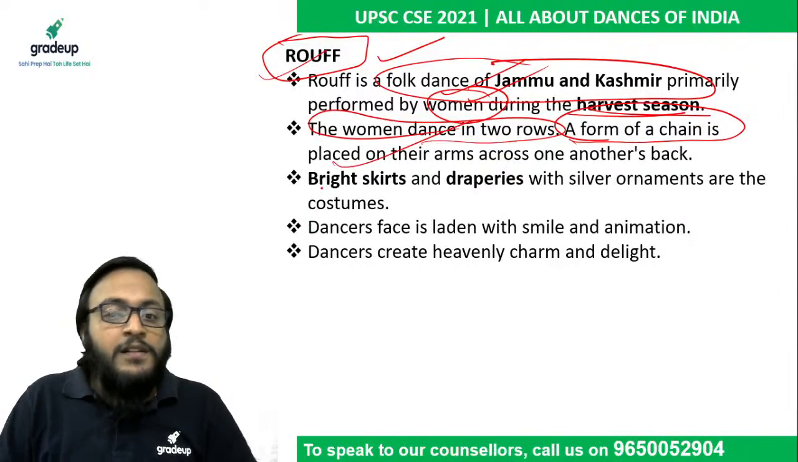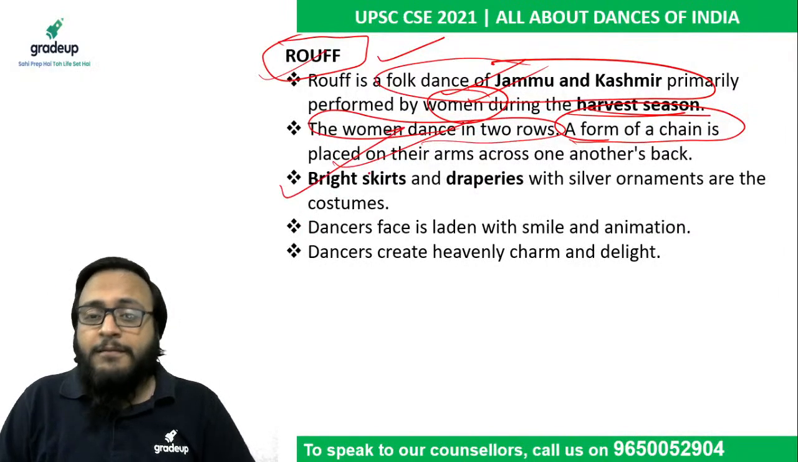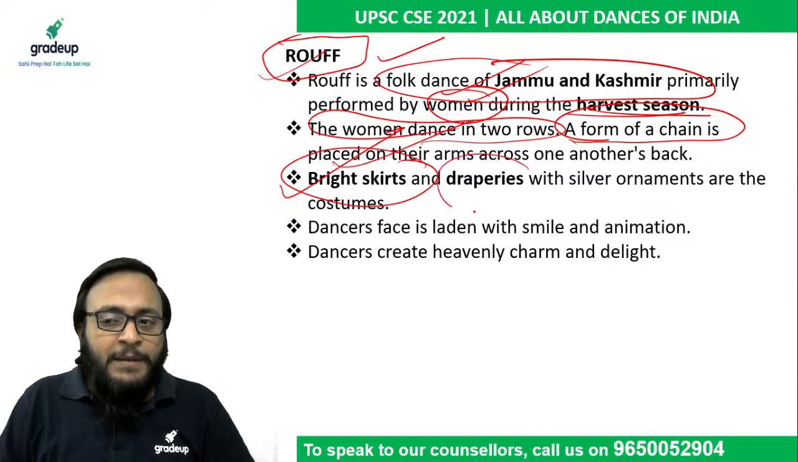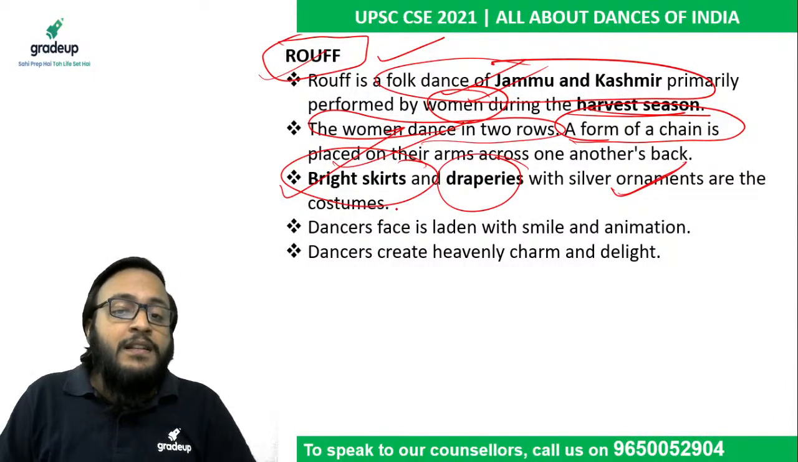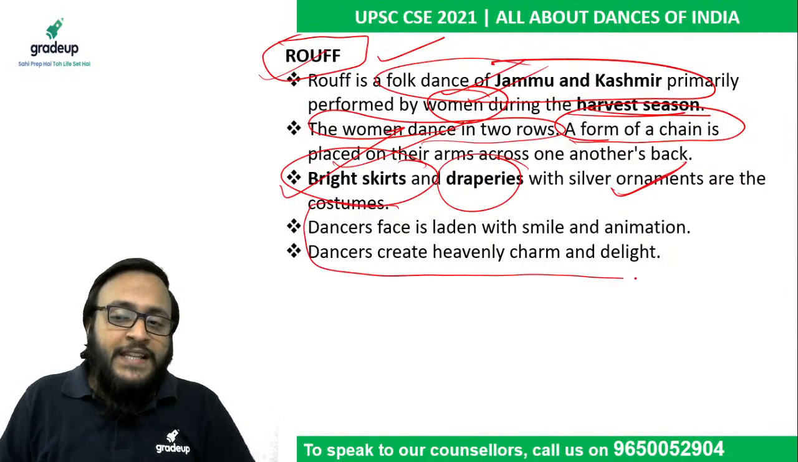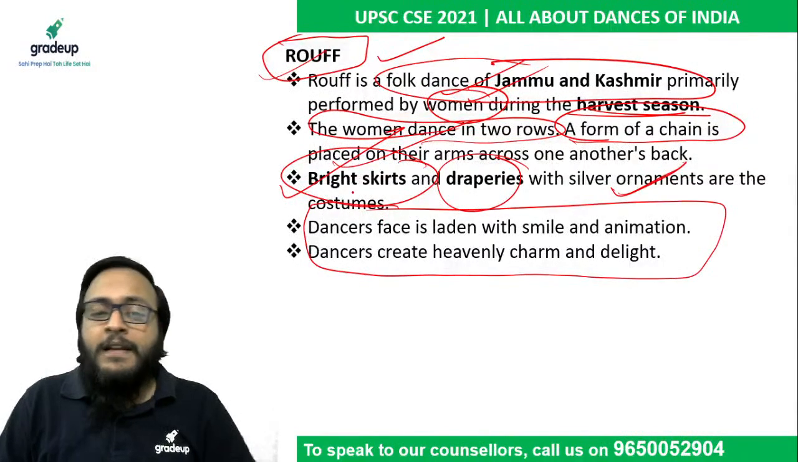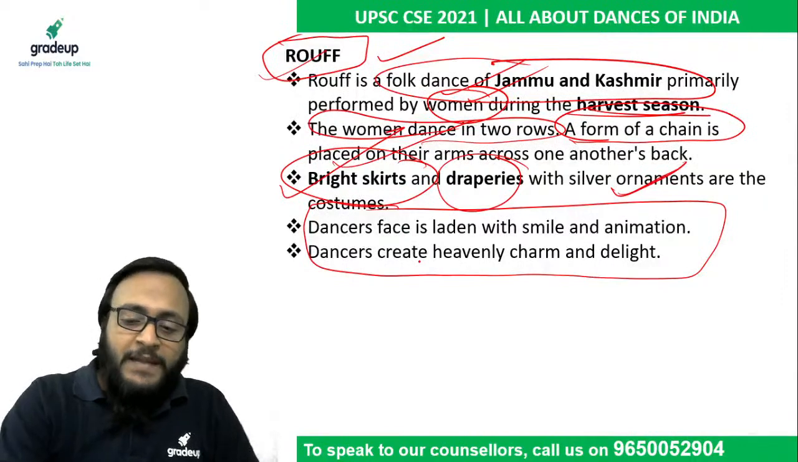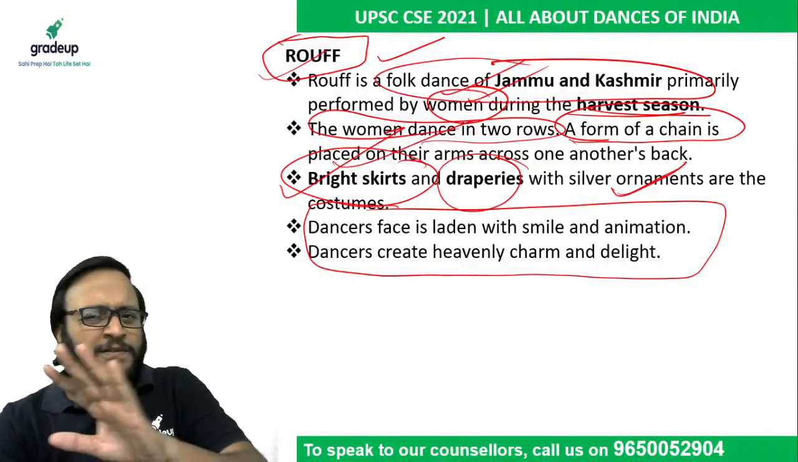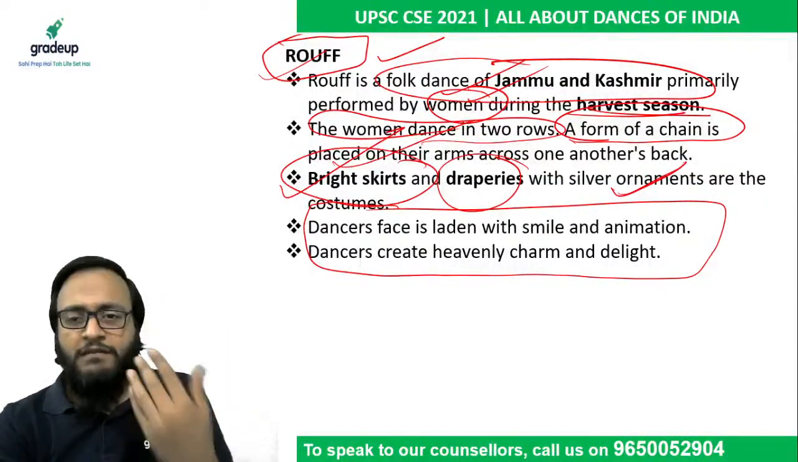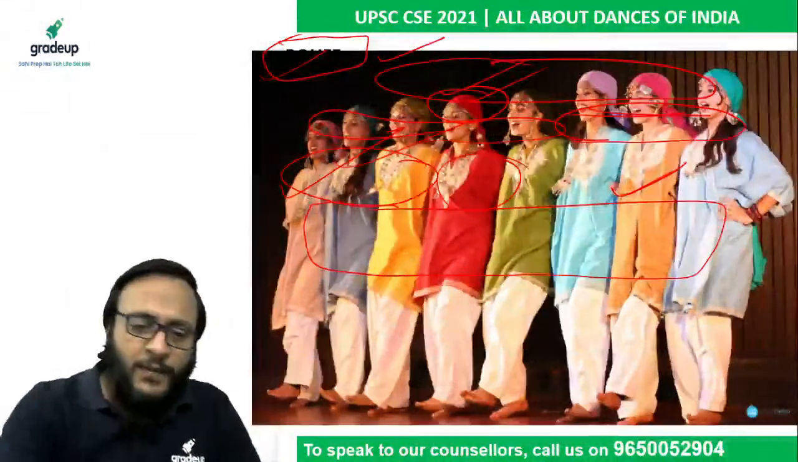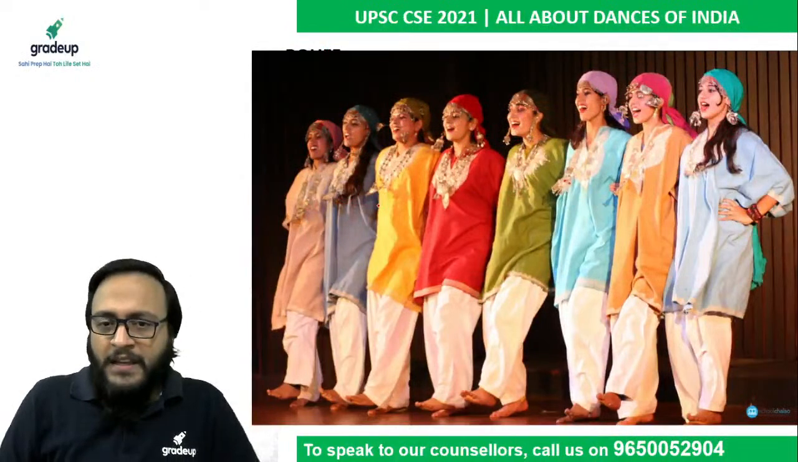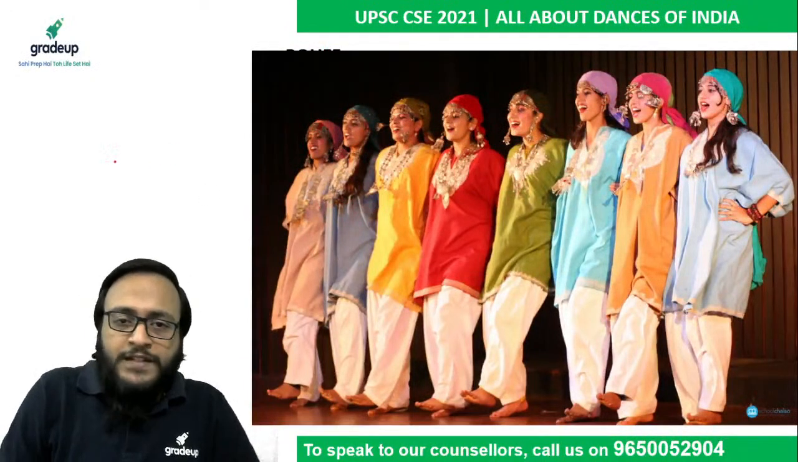Costumes are distinctive: bright skirts and draperies with silver ornaments, and the dancer's face is laden with smile and animation, as well as charm and delight. So basically it is a type of celebration of the new harvest. Just to celebrate the new harvest. You can see this one, this is the typical image of the Roof dance.